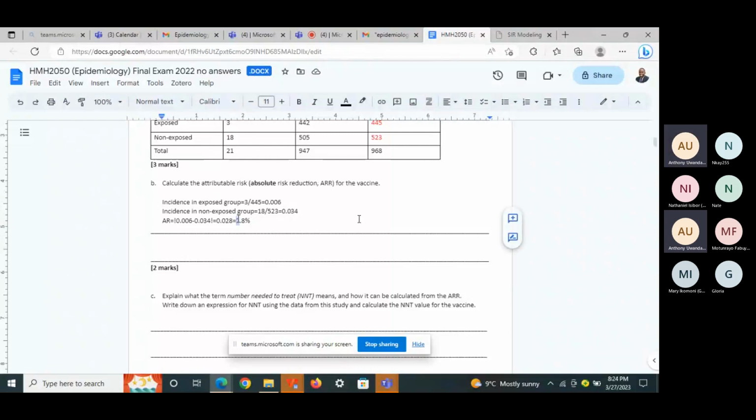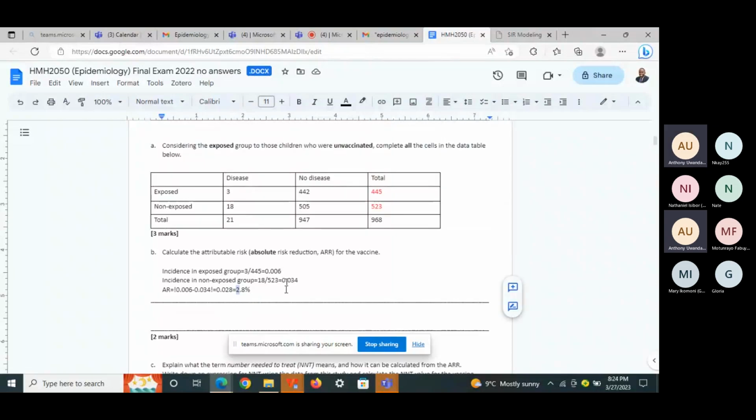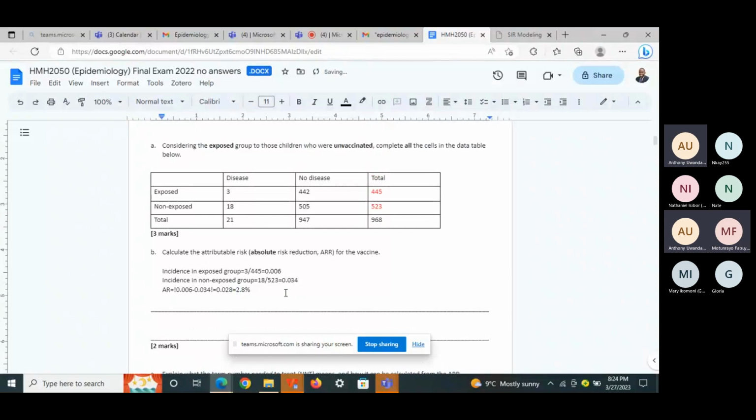All right. Now, if you are told to calculate the relative risk from this question, how are you going to do it? I know it wasn't asked, but it's just a bonus. So, how will you calculate your relative risk since we have all our values here? Risk in the exposed divided by risk in the non-exposed. So that would be 0.006 divided by 0.034.